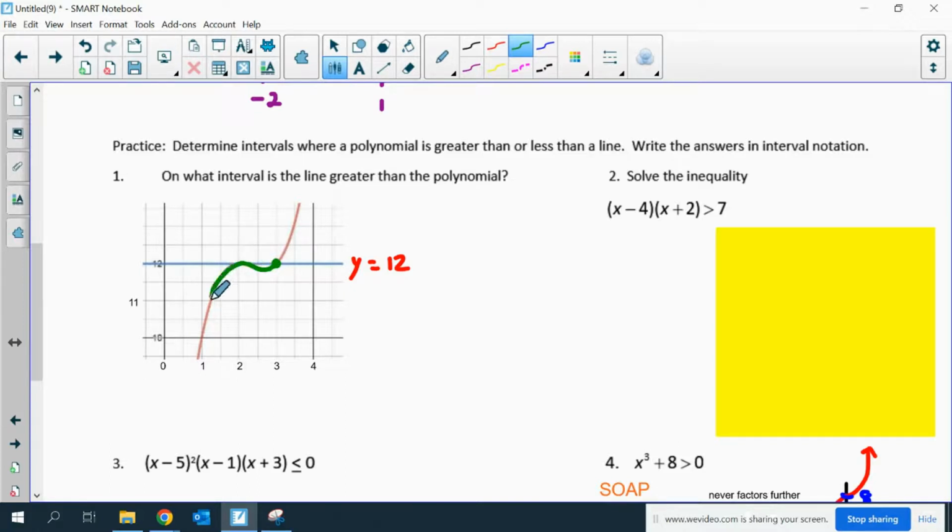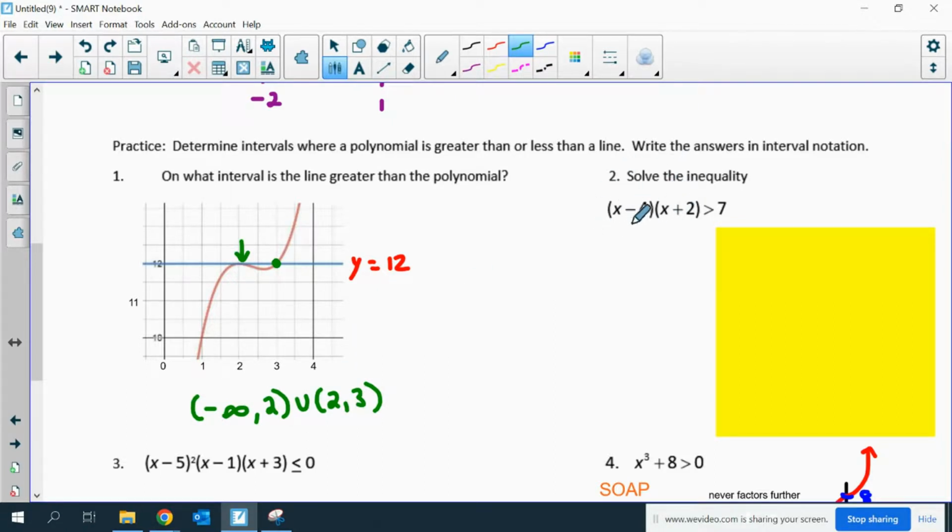everywhere to the left of 3, with the exception of at 2. At 2, the function, the line and the polynomial, are equal. So I would have negative infinity to 2 union 2 to 3.